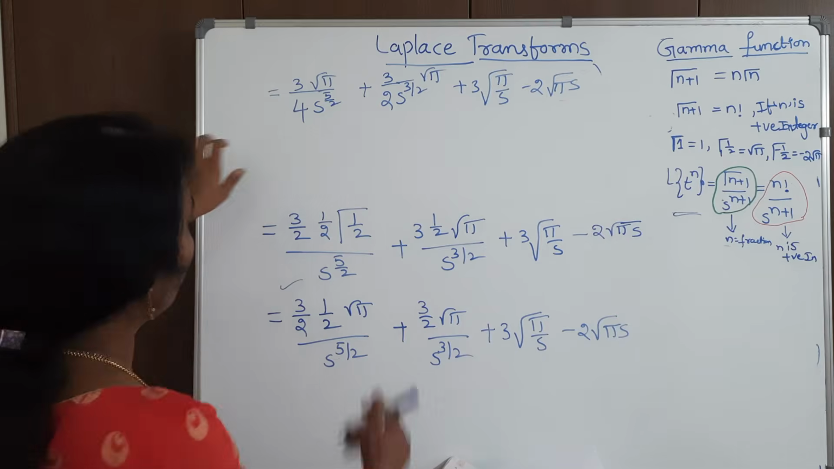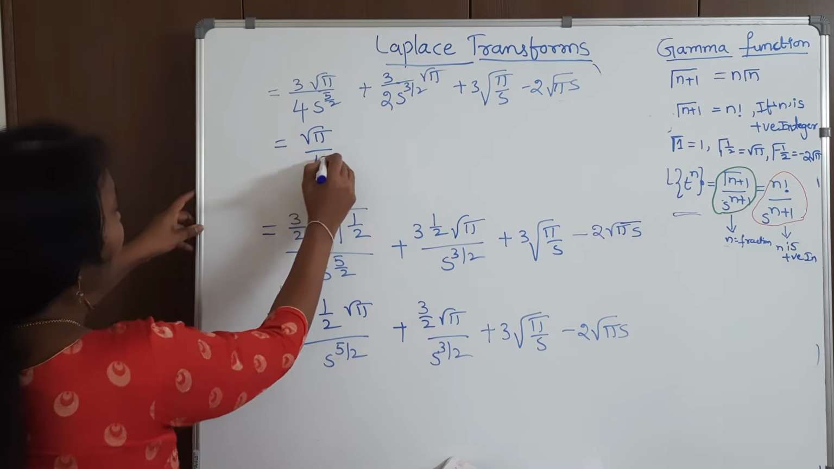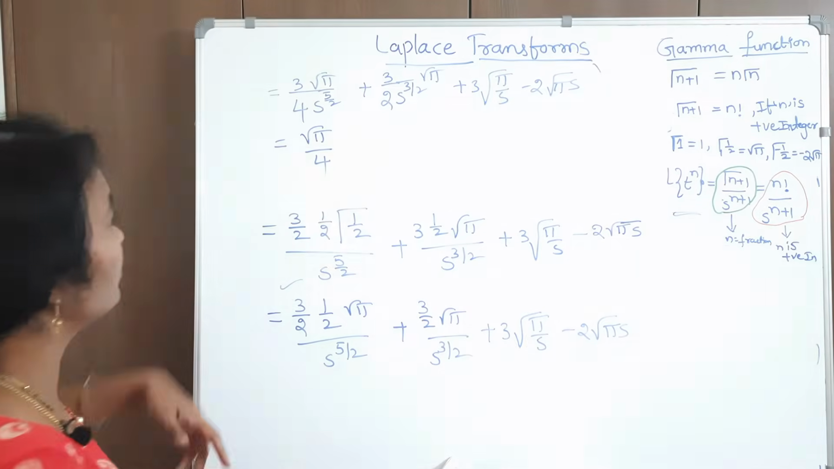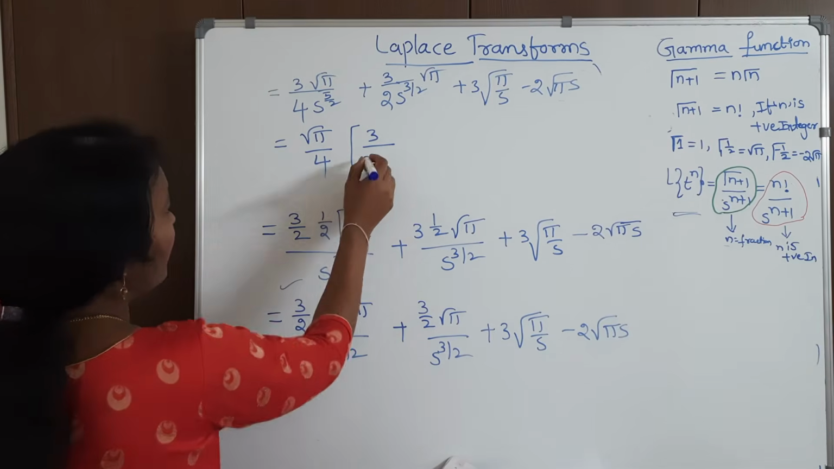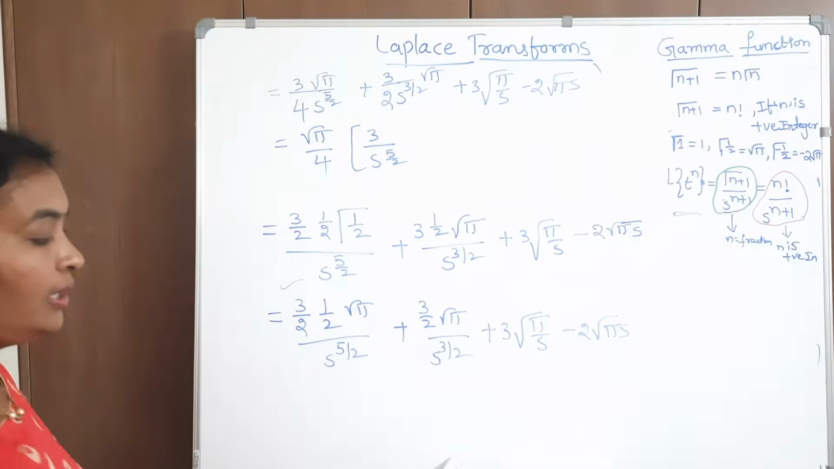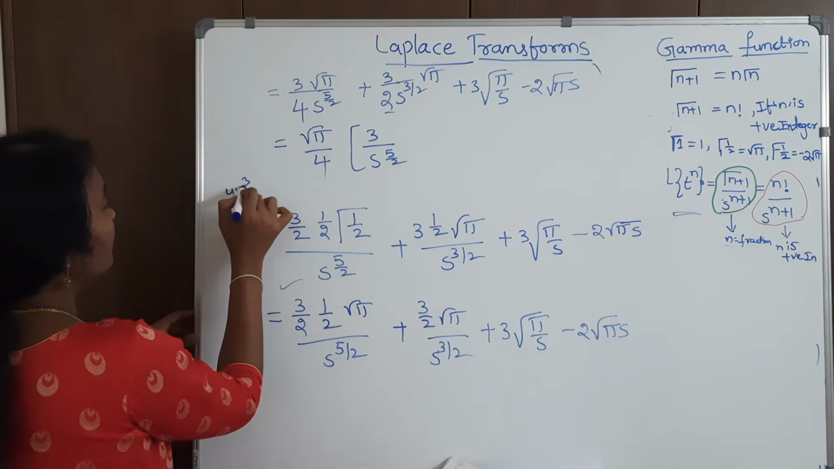అప్పుడు అది ఏమవుతుందమ్మా, root pi by 4. ఇందులో నేను root pi by 4 కామన్ తీసాను. నాకు ఇక్కడ ఏముంటుంది, 3 s to the power of 5/2. ఇక్కడ ఈ టర్మ్ కామన్ తీయాలంటే 4 into 3/2.